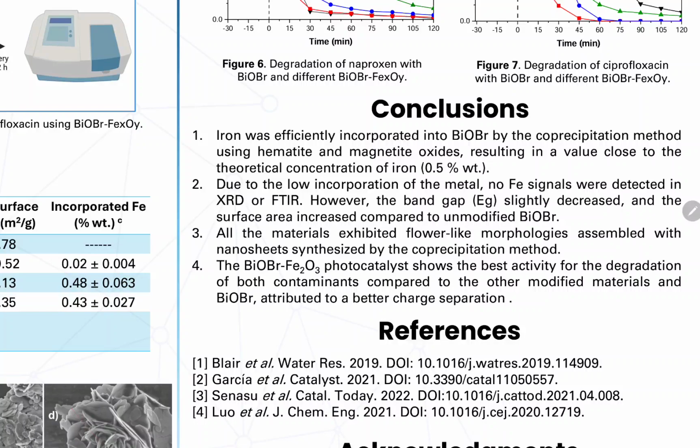And the photocatalyst that is incorporated with hematite shows the best activity for the degradation of both contaminants compared to the other modified materials and the base material, attributed to a better charge separation.